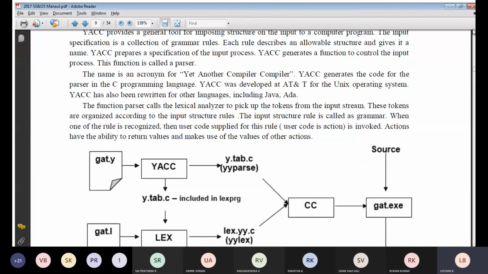So we will be making use of y.tab.c. That is nothing but what mainly includes your lex programming part. Whatever the lex programming part you are going to include, we are going to compile that one and we will be getting your output.